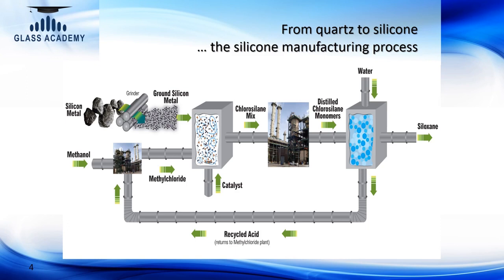So there are two things used as integral materials here. One is the ground silicon metal, and then methanol, which is converted into methyl chloride, which then results in the formation of polydimethylsiloxane. So this is the polymer which comes out of this process. There are only very few manufacturers in the world who have the capability to manufacture from this basic process of manufacturing siloxane.